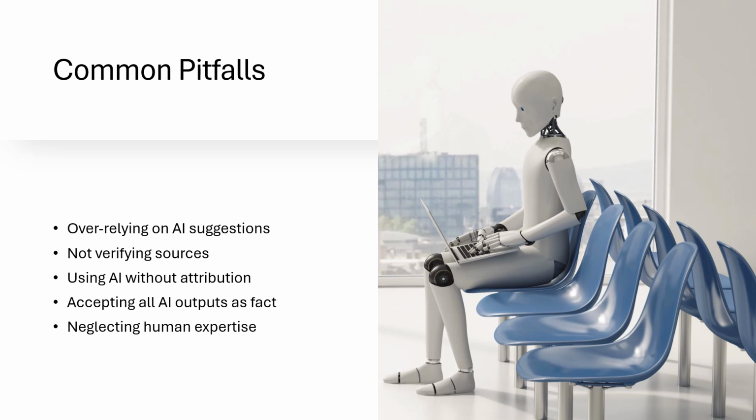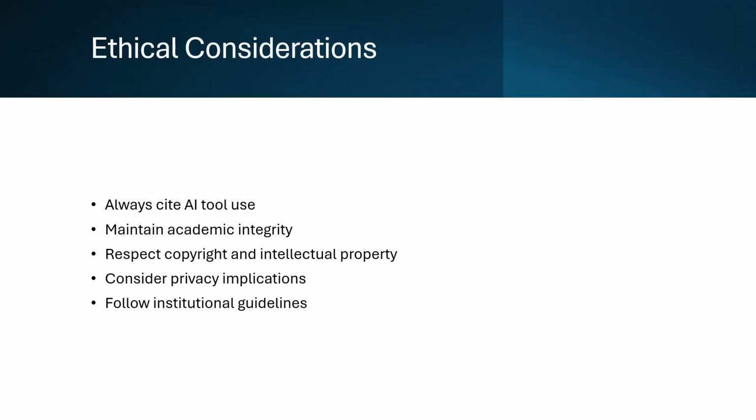Accepting all AI outputs as fact. They hallucinate. They're getting better, but they still do. And then neglecting human expertise and experience. This is important, right? Back to that whole long spiel I gave you about being the first reader of an article or the unique reader of an article. You are a unique individual, and AI cannot replace you in being you. Even if you program the very best persona bot in the world, it's still not you. So make sure to consider that.